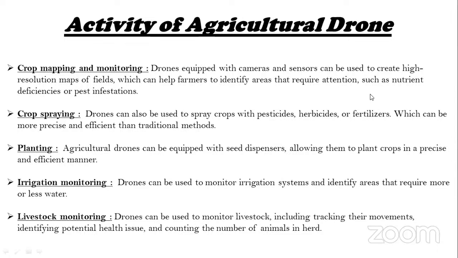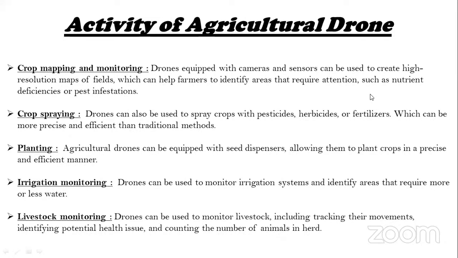Today I am going to explain about the activities of agriculture drone. First one, crop mapping and monitoring. Drones equipped with cameras and sensors can be used to create high resolution maps of fields, which can help farmers identify areas that require attention, such as nutrient deficiency or pest infestation. Drones can give us a clear picture of the field, which helps farmers.